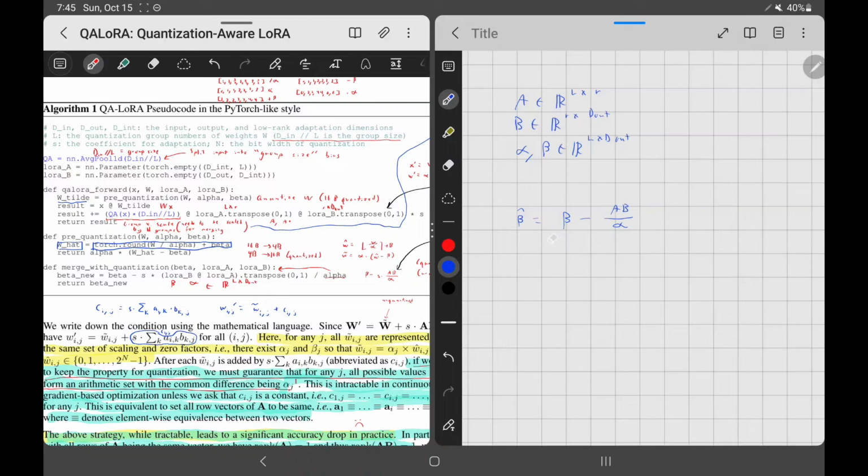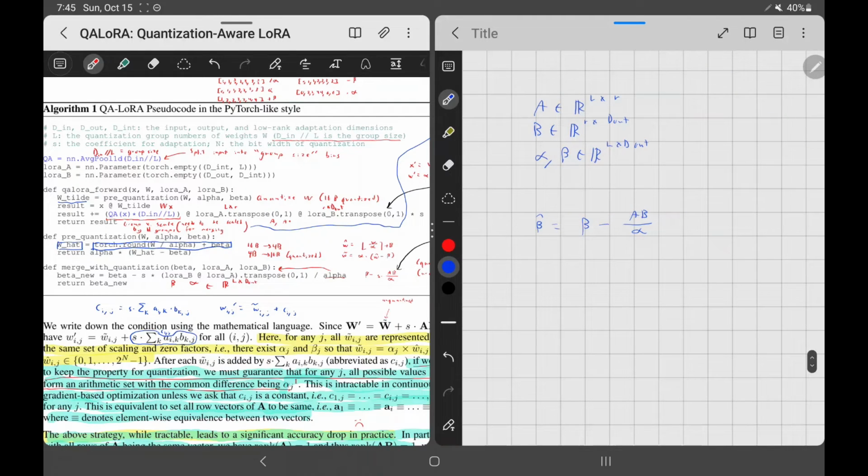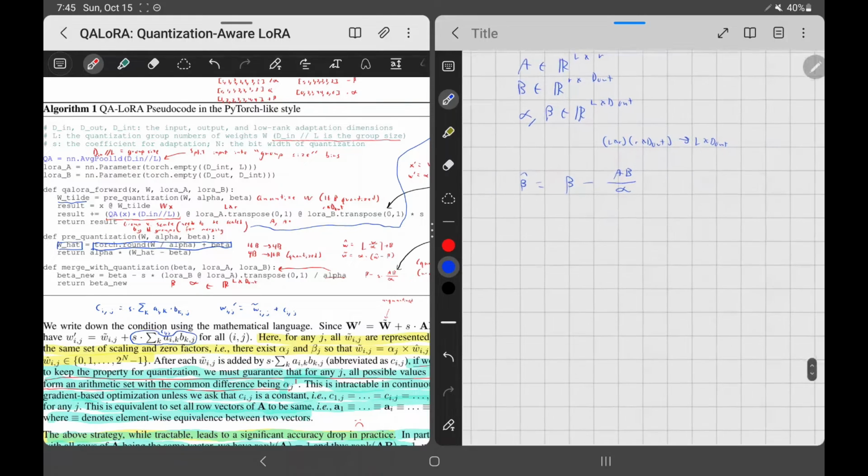So now we don't need to store beta anymore, and we can instead store these values here. And since we already had to store beta in the first place, this doesn't add any extra space. This doesn't take up any more space because we merged these together. So yeah, this would be AB. So that would be L by R times R by D out, which goes to L by D out, in case you're skeptical of this. So you can merge the weights by merging them into this new beta parameter.